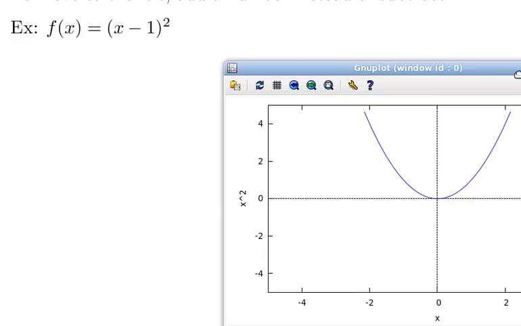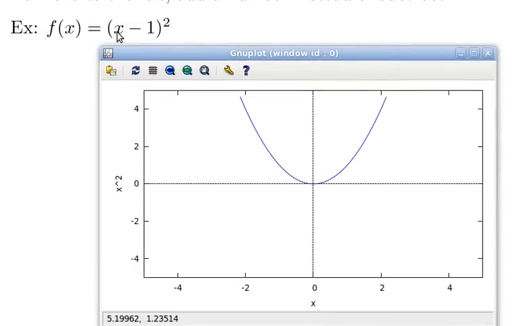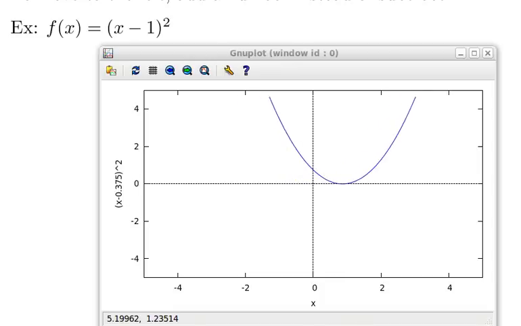So our example is x minus 1 quantity squared. So let's move it 1 unit to the right. So now we've done that. We've taken x squared and we've moved it to the right.